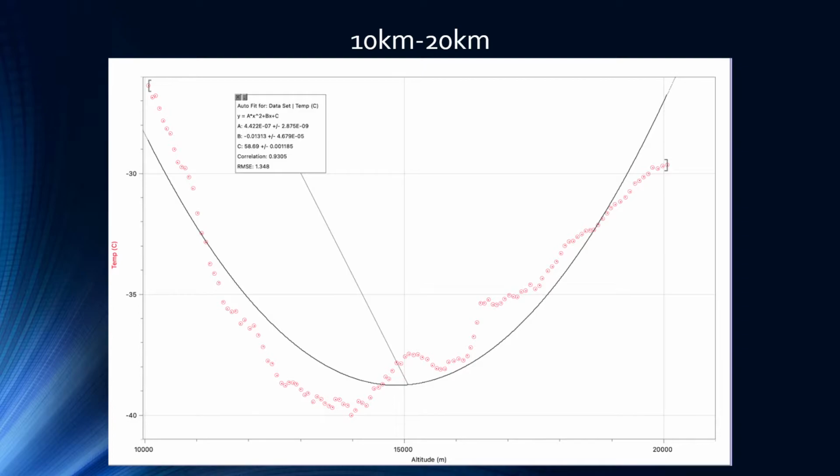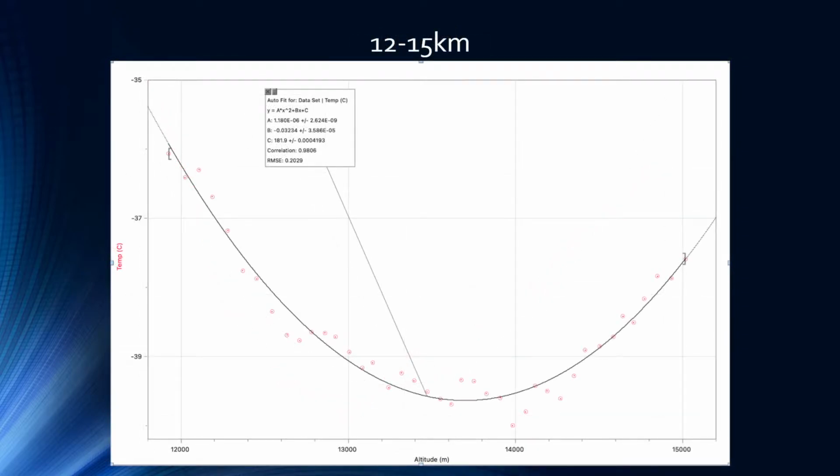Now for our third and final data collection points, we're going to look at 12 to 15 kilometers. And the reason we chose this is because it contains the minimum temperature that the data collection reaches in respect to the altitude, as well as the best fit line given by LoggerPro fits the overall shape of the data collection pretty well.